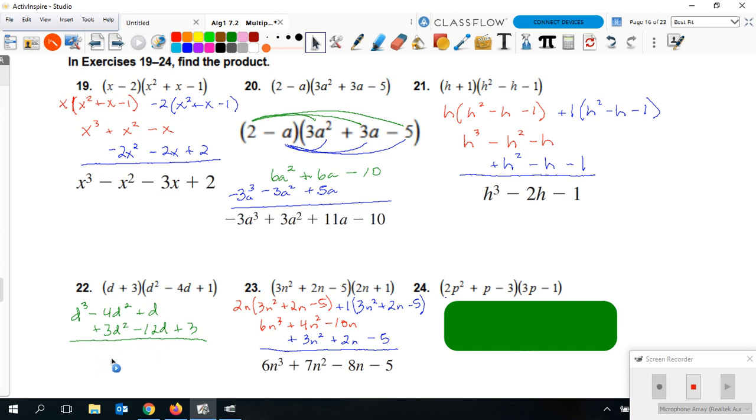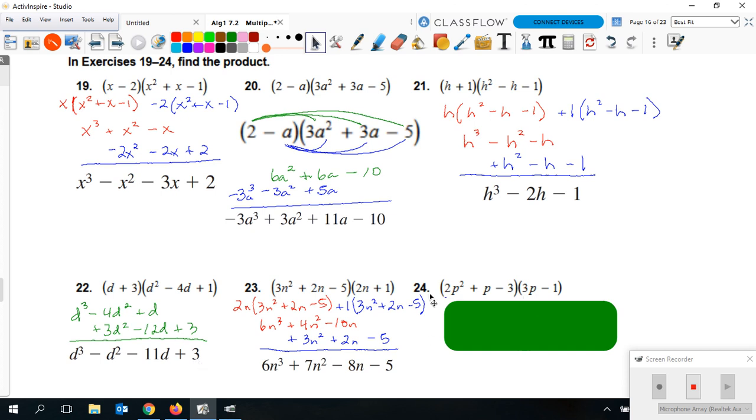And so now you can see your answer here is you get your d to the third that comes down. These two are going to subtract to give you a negative d squared. And these two also subtract. Take 1 away from negative 12, it's negative 11d, and then your 3 comes down, plus 3 at the end.